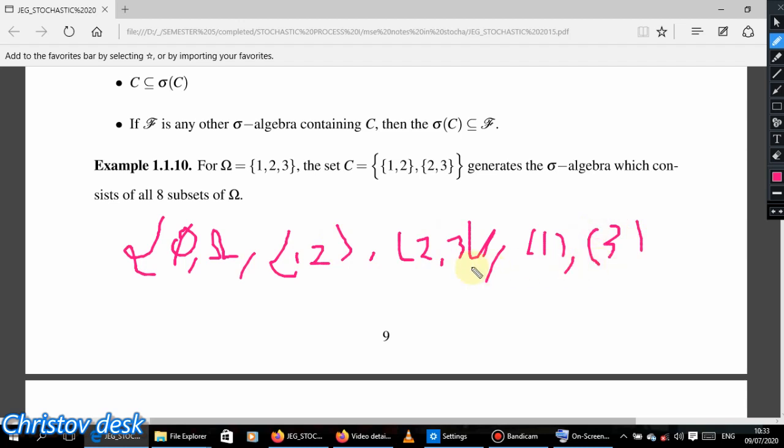So when you do the unions and intersections: when I union this, I'll get this; when I union this, I'll get that; when I union this and this, I'll get this. When I find the intersection of this and that, I'll get {2}; this and that, here I'll get {3}; this and that, I'll get {2}. So {2} should be part of it, and then it's closed. So this will be the sigma algebra generated by C.